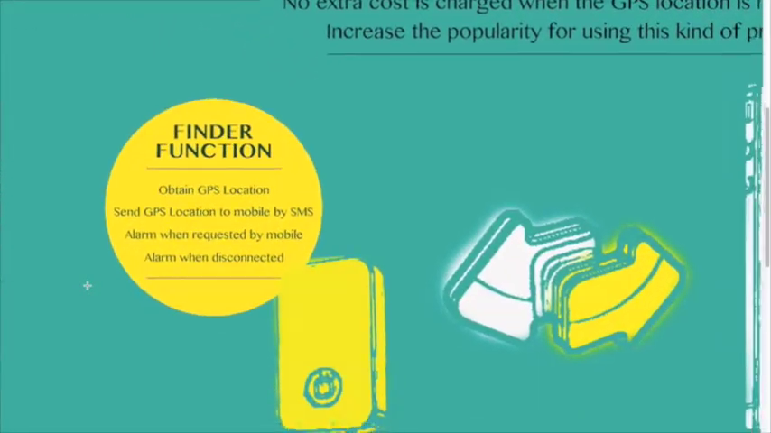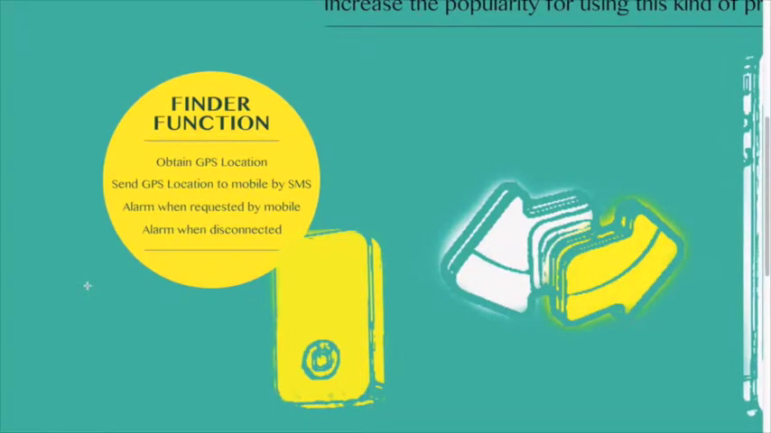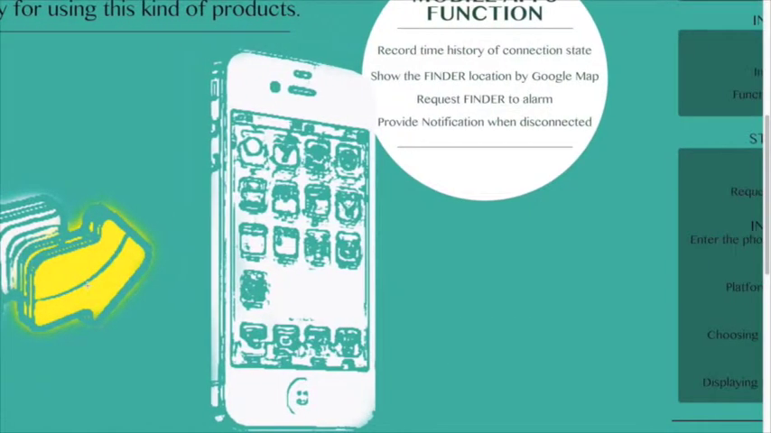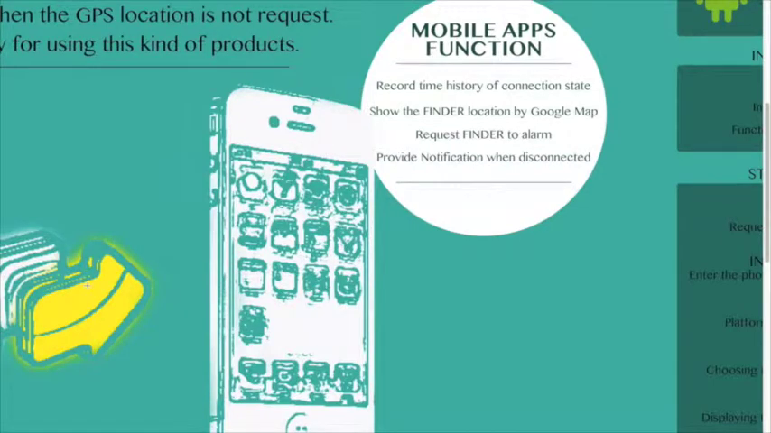First of all, what is the function of our finder? The finder can obtain the GPS location. It can send the GPS location to the mobile by SMS service. The finder would alarm when requested by the mobile application, or it will alarm when it is disconnected. For the mobile application part, it can record the time history of the connection stage with Bluetooth. That means you can check when the connection starts and when the connection breaks.